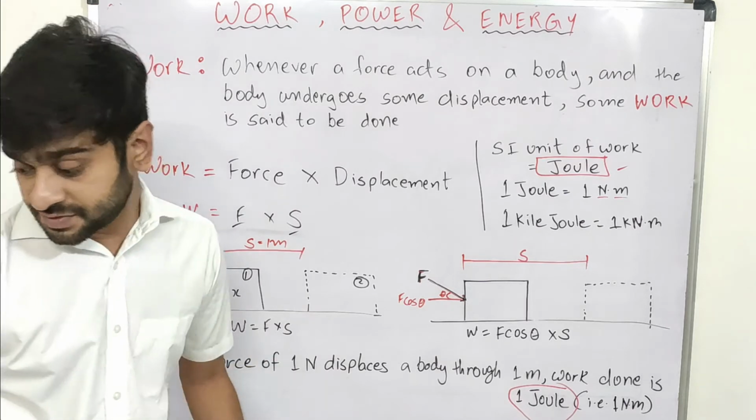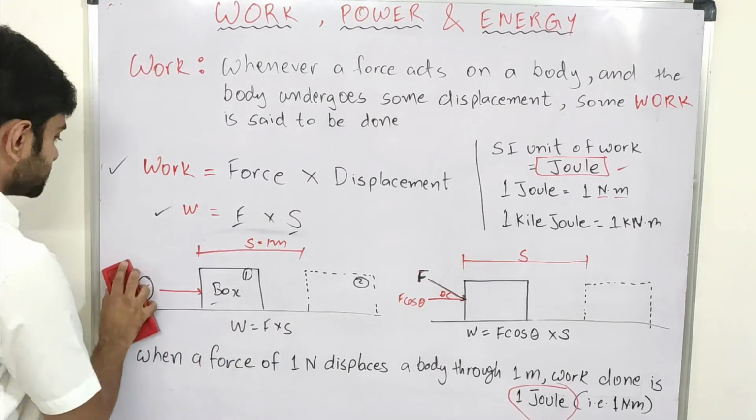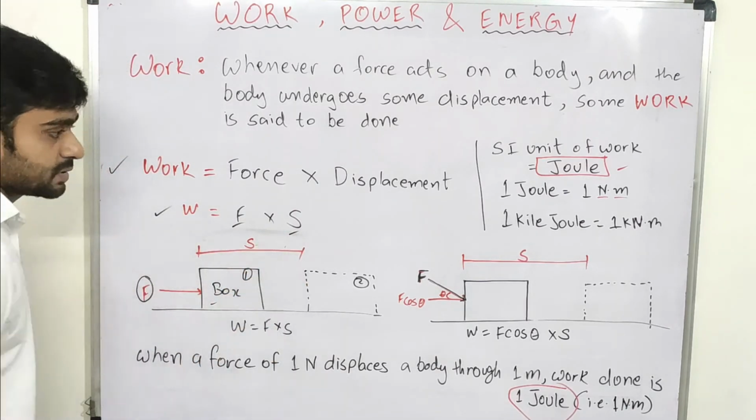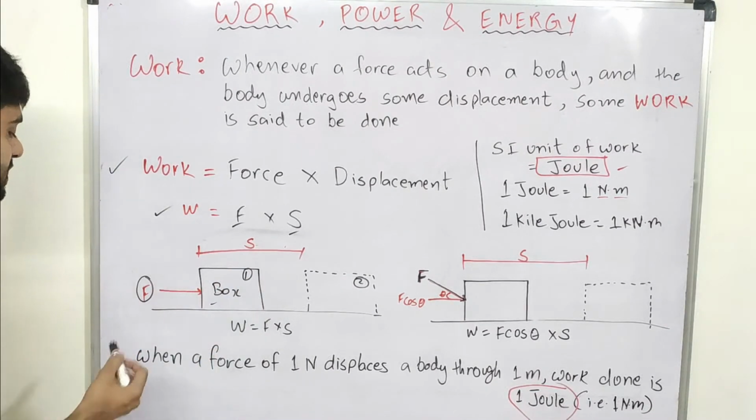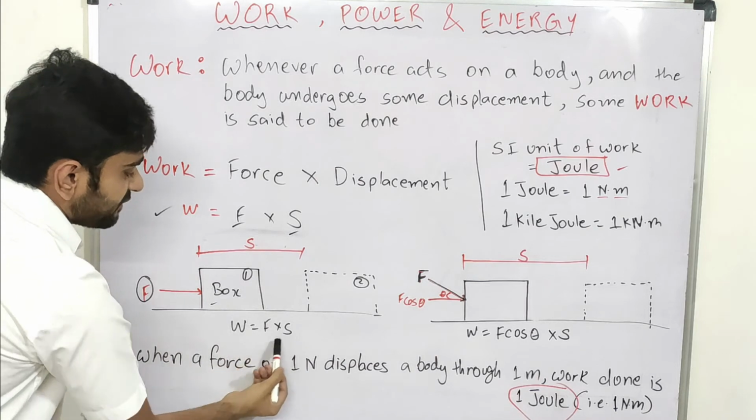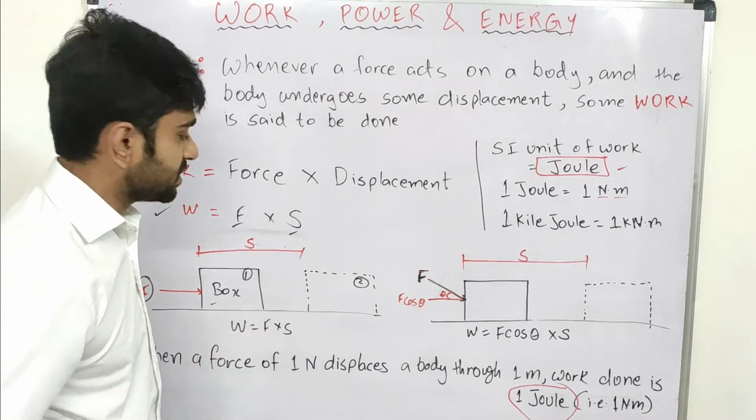Let me remove the unnecessary things. In order to find work done on this box, W is equal to F into S, that is the work done on the box.